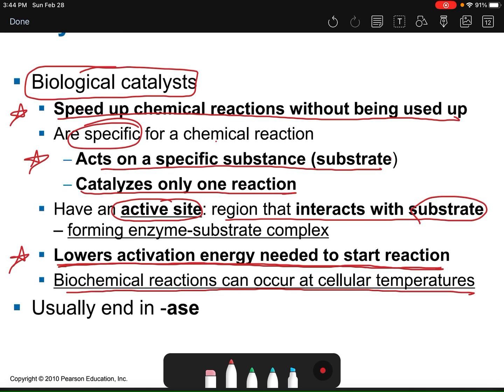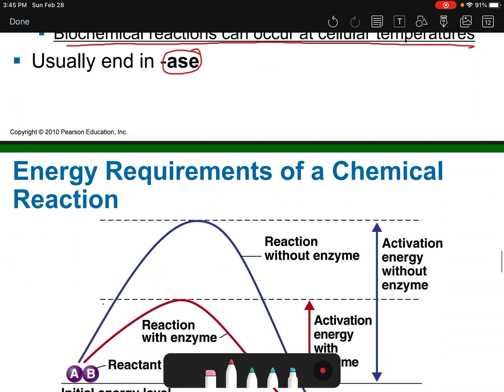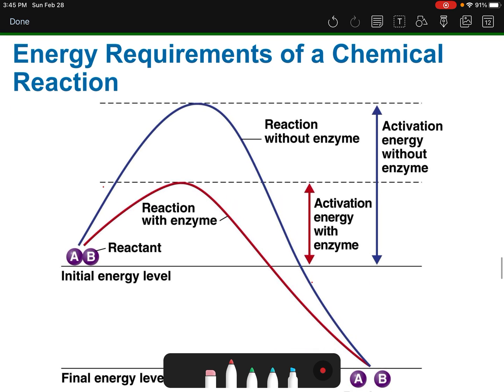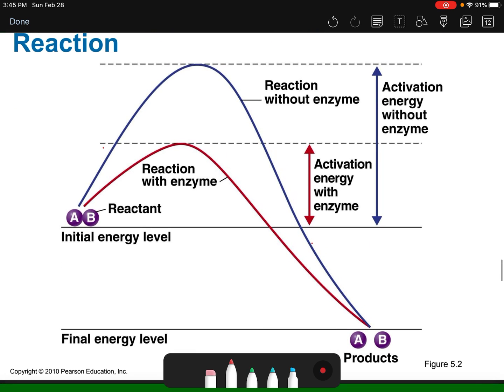So the parts that I've starred here are probably the most important things for you to remember about enzymes. They do usually end in ASE, not all of them, but most of them do. So that will give you a clue if you're looking at an example, if it ends in ASE, that's an example of an enzyme. And this is just showing you the reaction. If we're starting out with your reactants here at the beginning and we're trying to produce these products here at the end, here's what a normal reaction looks like, how much activation energy you'd have to put in to get to that end product. That's a lot of activation energy.